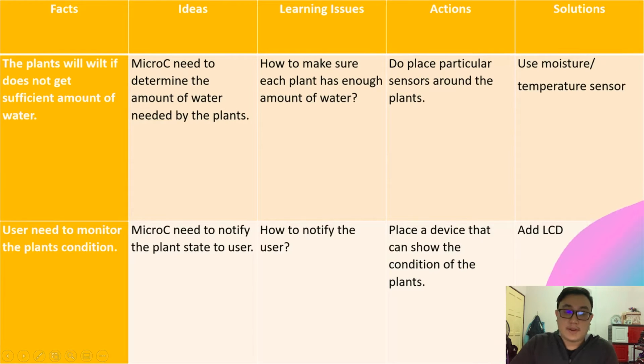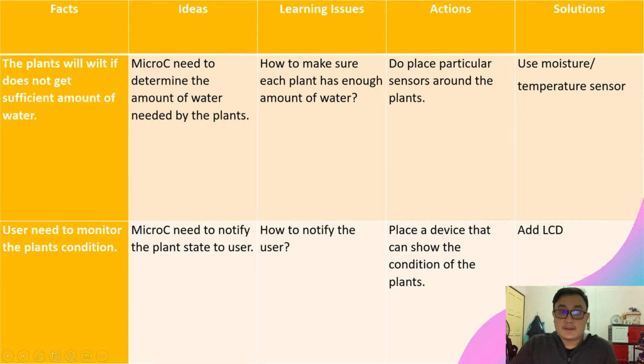For the next point, facts: the plants will wilt if they do not get a sufficient amount of water. Ideas: the microcontroller needs to determine the amount of water needed by the plants. Learning issues: how to make sure each plant has enough water. For the action: place particular sensors around the plants. And solution: use a moisture or temperature sensor.